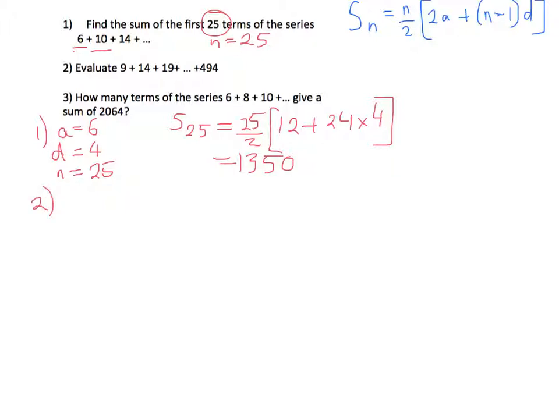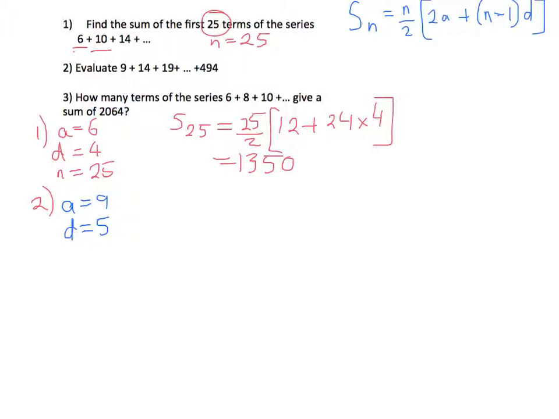Alright, the second term, evaluate the sum of this series, where the first term you can see is 9. A is 9. What else can you see? What is the common difference? 14 minus 9, or 19 minus 14. So you can see the common difference there is going to be 5.